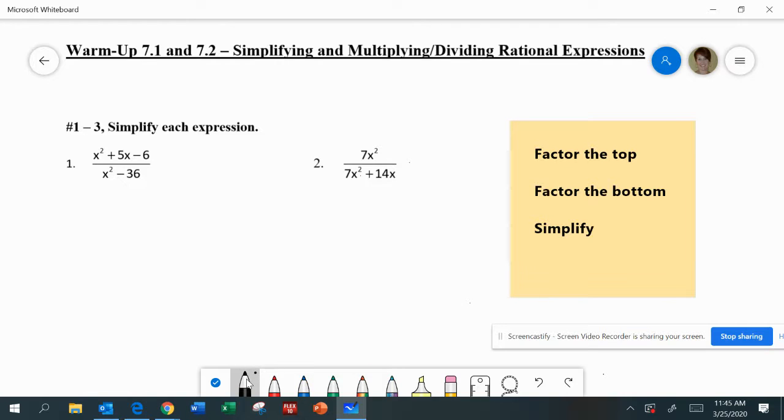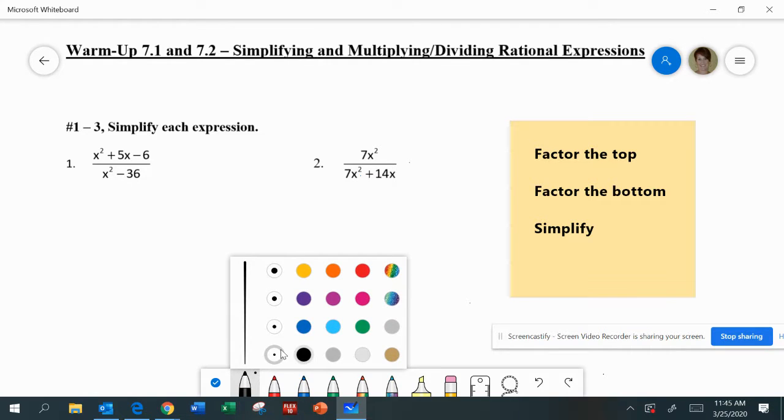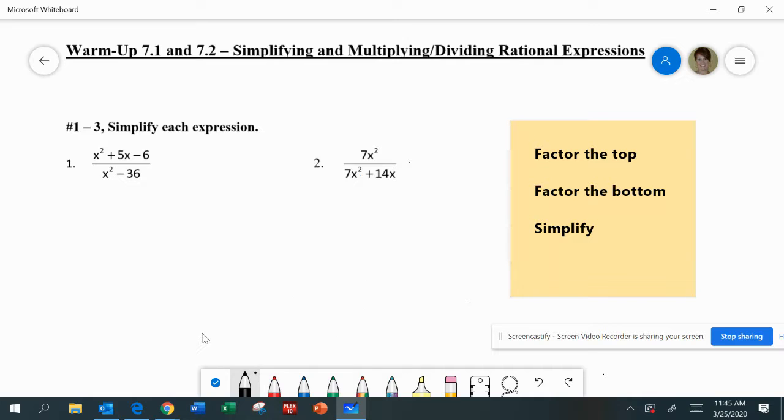So let's take a look at this first problem. I'm new at this, y'all. You're going to have to bear with me.